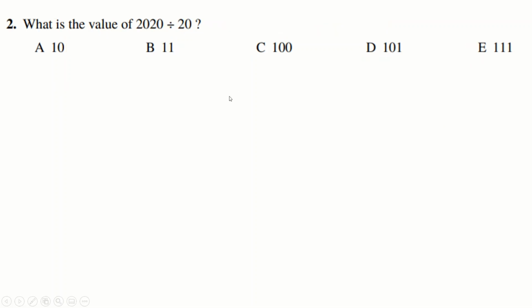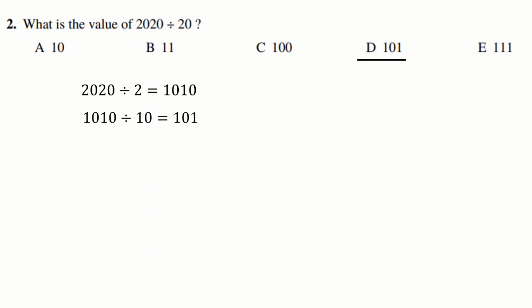Question 2, there are of course other things you could do, just testing stuff. So to divide by 20, I'm going to divide by 10 and then divide by 2, or divide by 2 then divide by 10. It really doesn't matter. In either case, it ends up being quite straightforward, and you get your answer.